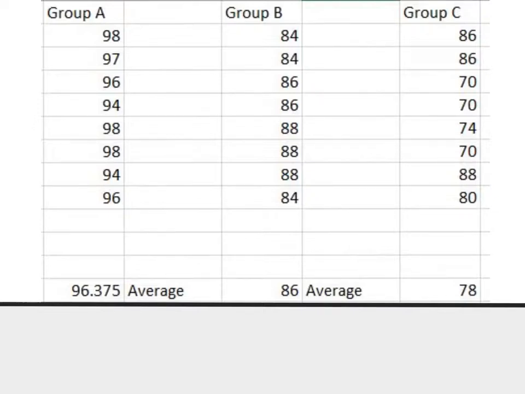So the question then becomes, is Group A a better class than Group B? Is Group B a better class than Group C? Can we say that? And a lot of you are saying, well, yeah. The averages are pretty clear. Group A must be better than Group B, and Group B must be a lot better than Group C. Are they really, though? Remember what Mark Twain said about lies, damn lies, and statistics. Let's take a look at our standard deviation.